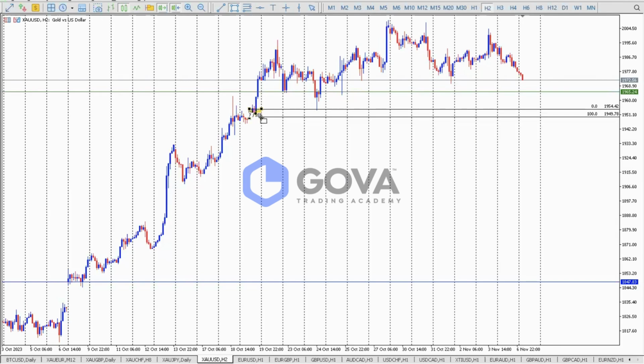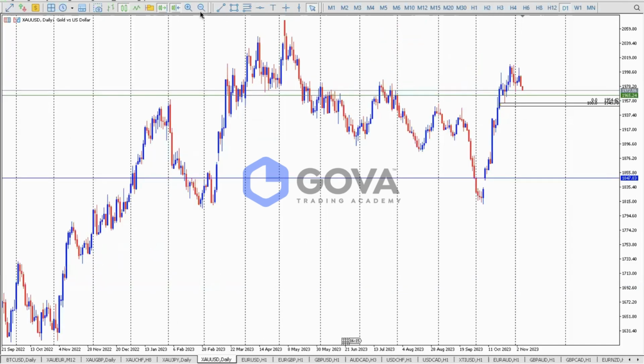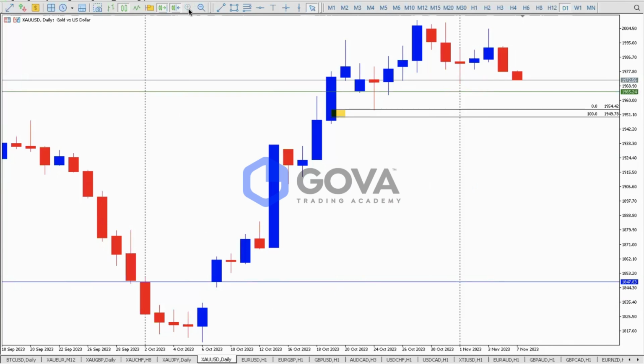Now, the reason why you guys are asking me the question is because when we switch to the D1 time frame, the zone is sitting on the body of the candle. The zone is sitting on the body of the candle when we switch to the D1 time frame.